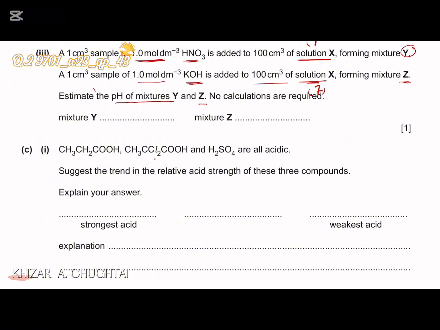If they are asking to estimate the pH, very simply, this is a strong acid, so its pH should be equal to 1. It's 1 mol per dm³. And it's a strong alkali, so its pH should be 13 or 14. So I am going to write it over here, 13.